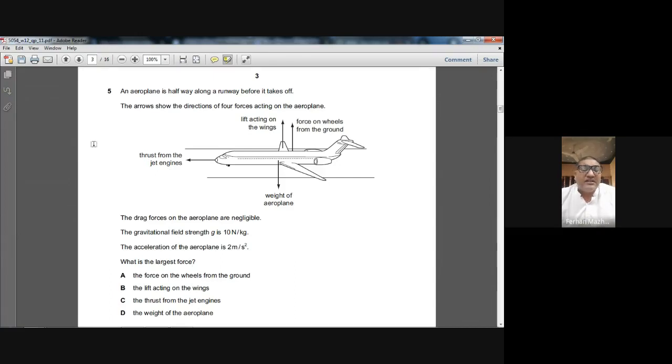But the aeroplane is not flying yet, so it means its weight is the largest force there. All the rest of the forces are less than its weight.